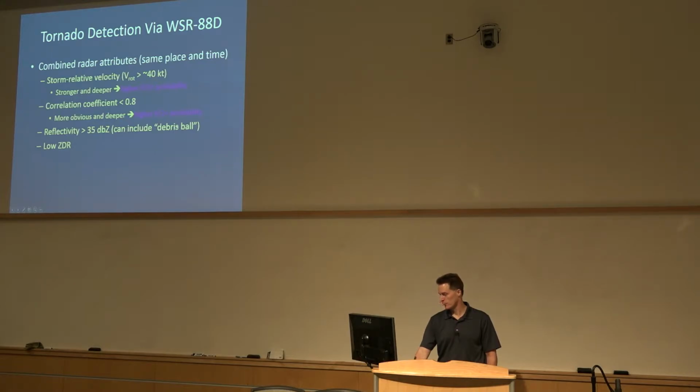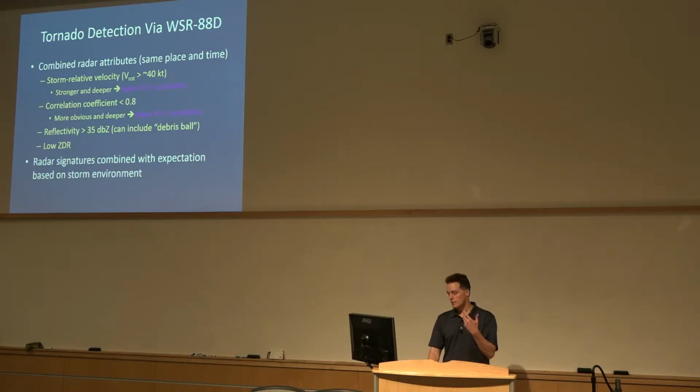So, you hear people throw around the debris ball all the time. It means nothing without the velocity couplet and the CC reduction. You can almost say that there's no way it can be occurring unless you have both of those with it. So trying to make that call from reflectivity alone, just look at the other base radar information, and then in some cases you'll even see low differential reflectivity, but that one doesn't always show up.